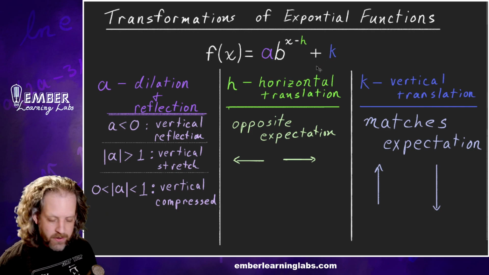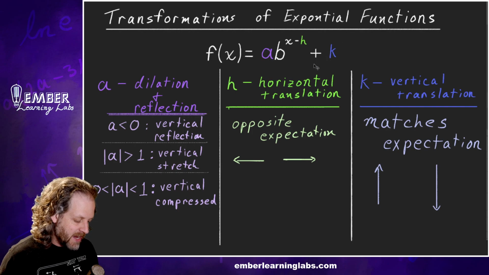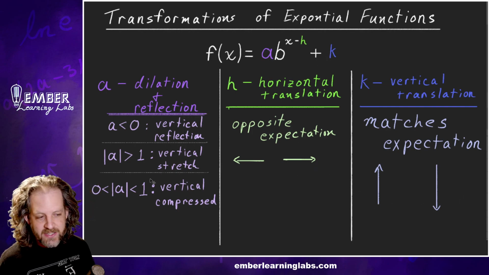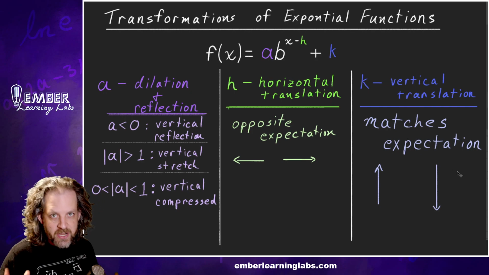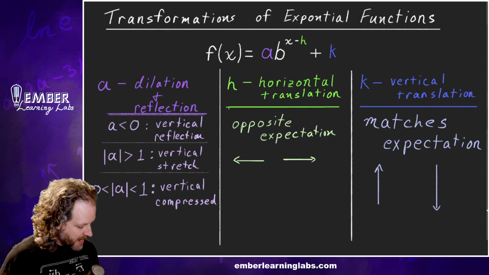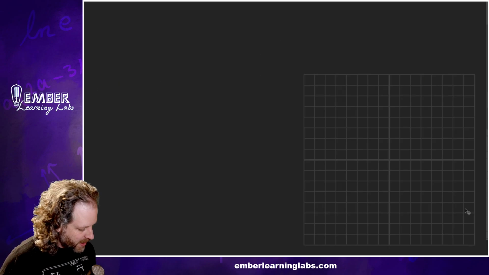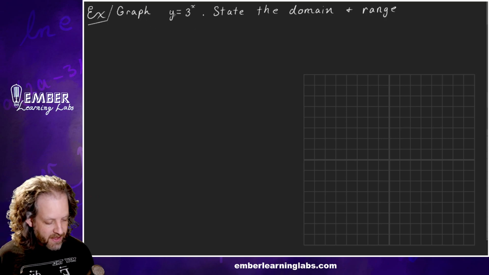And then the k is just the way it always does. If it's added or subtracted outside, it does exactly like you'd expect. If k is positive, it shifts the whole thing up. If k is negative, it shifts the whole thing down. Let's look at some examples. Let's pull up a graph and pull up our example. So we want to graph this guy.